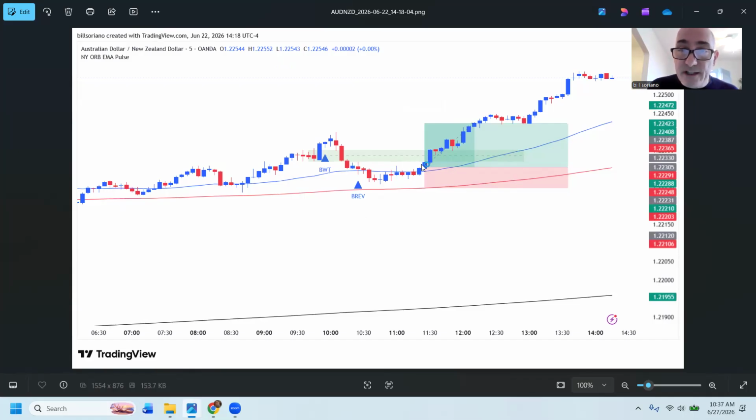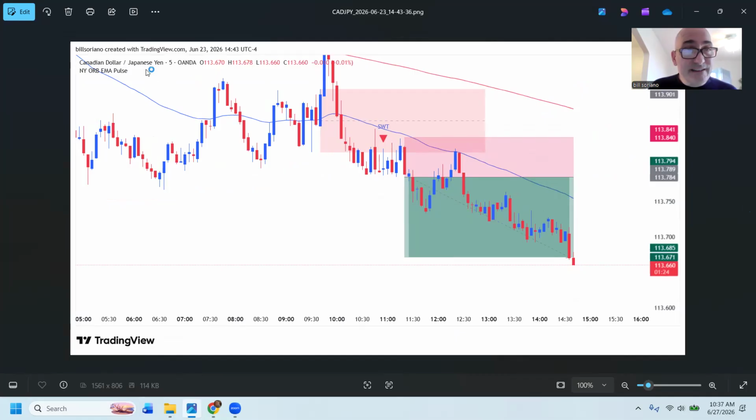Anyway, here's our entry right here. Price moves up. So within, say, an hour, we're in this trade with a win. Again, all trades are set up as a 1 to 2 risk to reward.